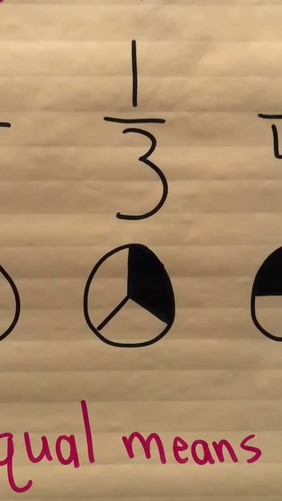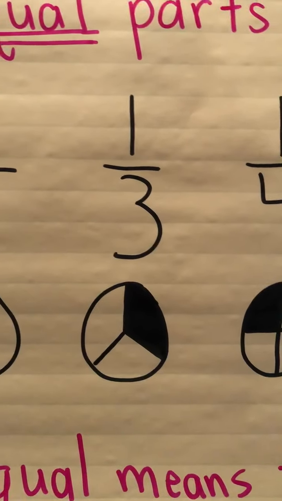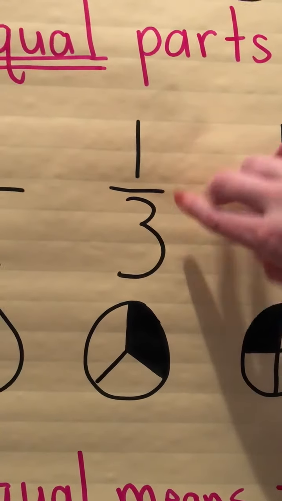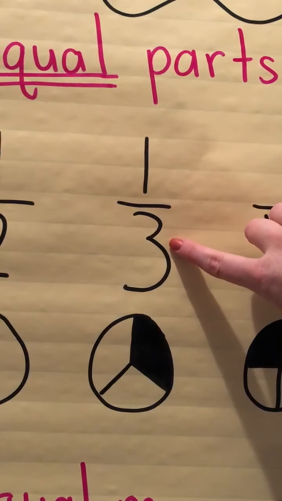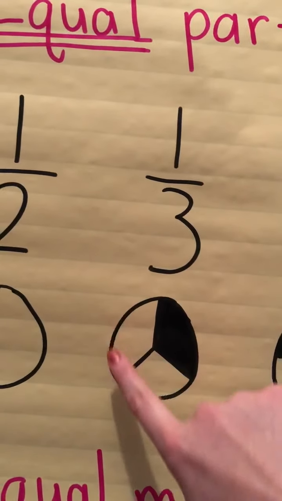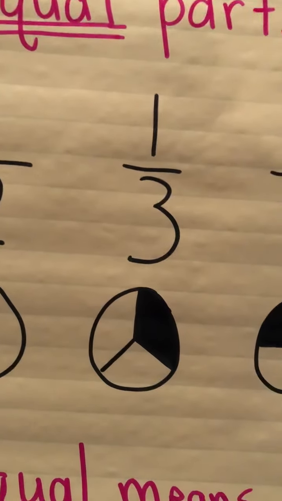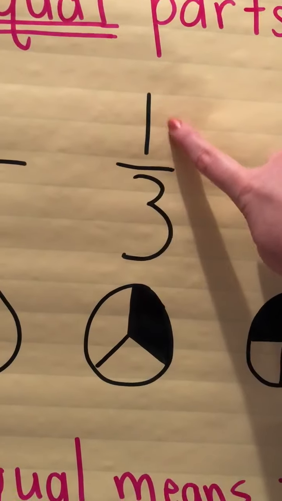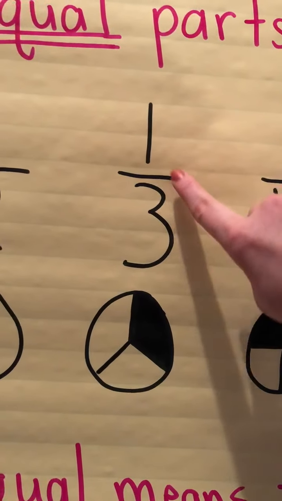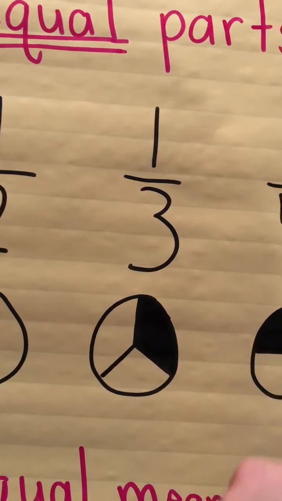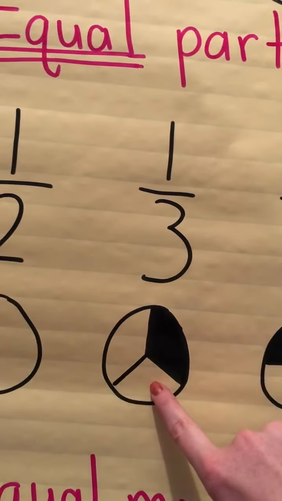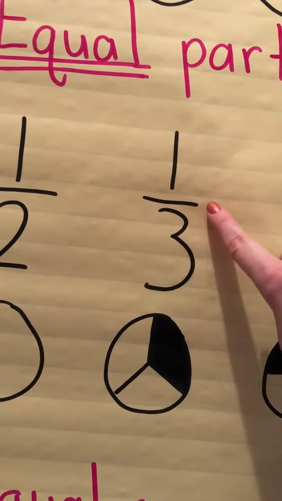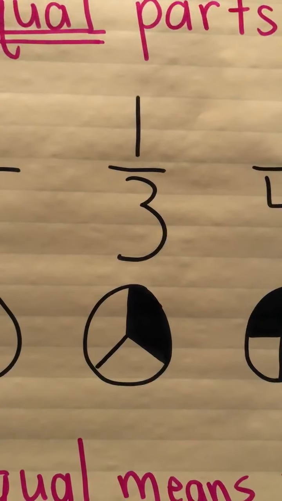The next fraction is 1/3. So when we read it, when we say it out loud, we would say 1/3. How many pieces are shaded in? Only 1 piece. So that's where that 1 comes from. 1 out of how many pieces are all together? 1, 2, 3. So we would say 1 out of 3 or 1/3.